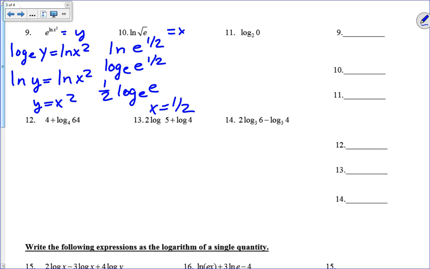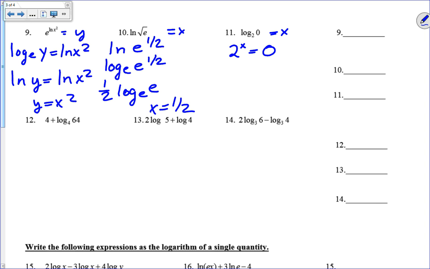All right. So we have log base 2 of 0. Let's say that's equal to x. How should we go about this one? We're going to put this in exponential form. Okay, so what would it be then? 2 to the x power is equal to 0. Okay, so now what? So we can't. Why can't we do anything?